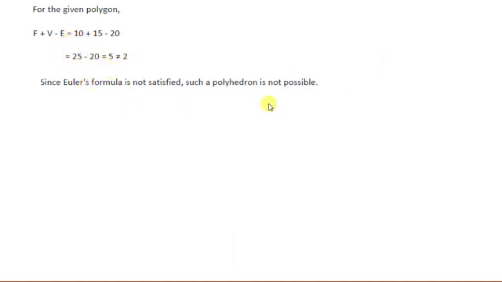It means Euler's formula is not verified, it is not satisfied for this polyhedron, so it is not possible.